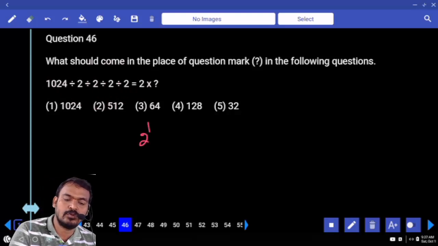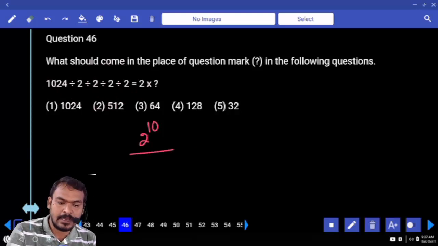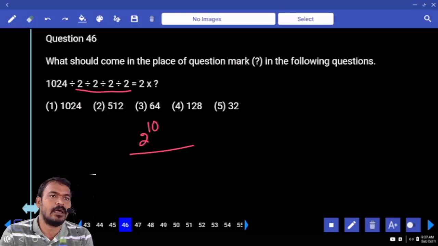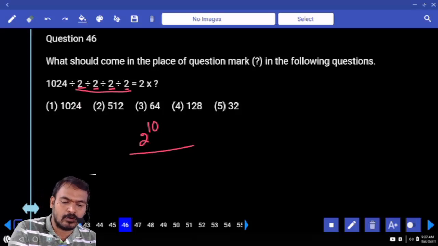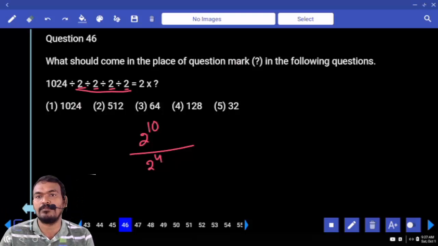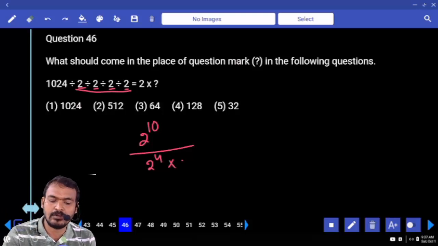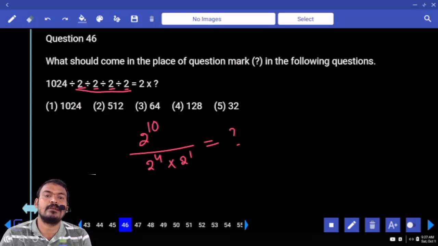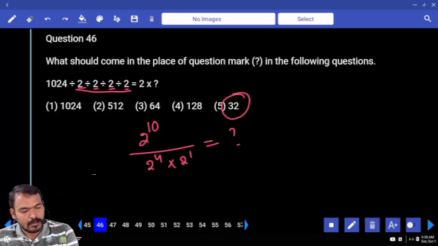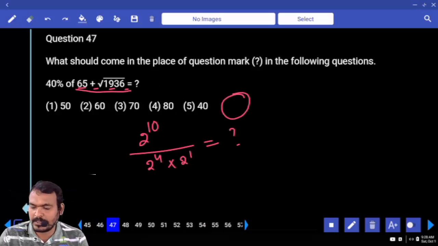1024 means it is 2 power 10 or not? And all are in denominators or numerators? Continuation division means all are in denominators, product or not? 1, 2, 3, 4. It is 2 power 4. Again right hand side 2 into something. This one I write as 2 power 1 equal to something or not? Then answer 2 power 5. 2 power 5 means 32 or not? Next question number 47.